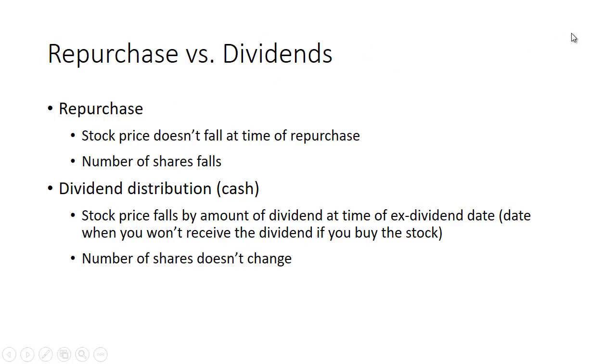So a little comparison of repurchase versus dividends. In the case of a repurchase, the stock price doesn't fall at the time of repurchase. The number of shares falls. When we have a dividend distribution, okay, a cash distribution, the stock price falls by the amount of the dividend at the time of the ex-dividend date. That's the date when you won't receive the dividend if you buy the stock. Here, the number of shares doesn't change, but the price changes. So again, it's a little bit of the difference between the two of these. Very common to find these under the heading of distribution policy in your standard corporate finance text.